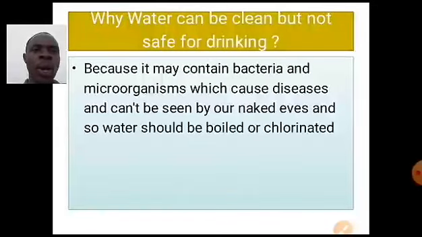Another question: why can water be clean but not safe for drinking? Not all clean water is safe for drinking. Water can sometimes be clean but not safe for drinking because it may contain bacteria and microorganisms which cause disease and cannot be seen by the naked eye. That's why we need to use water which is boiled and chlorinated.